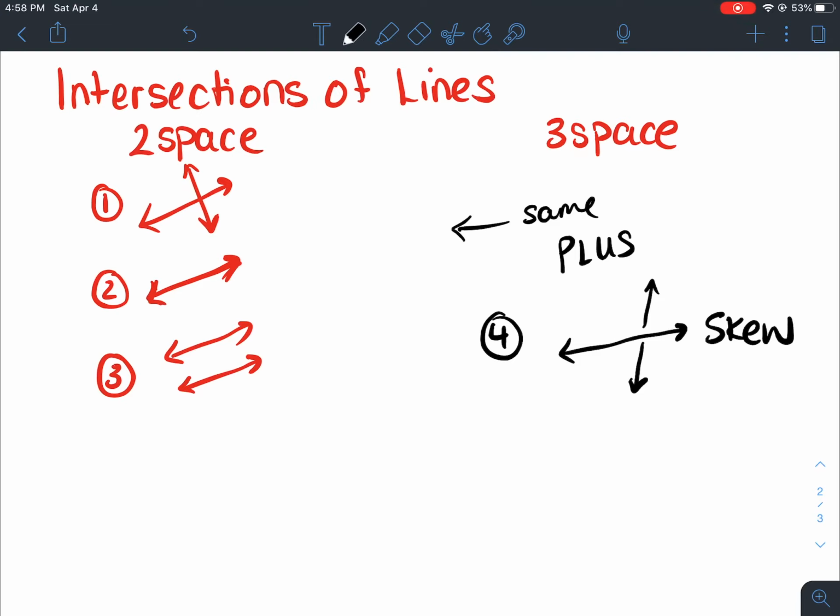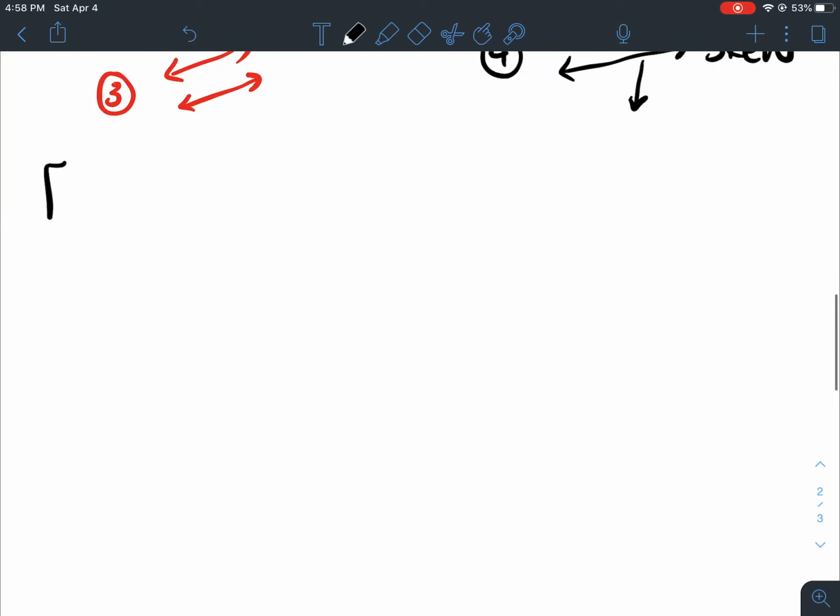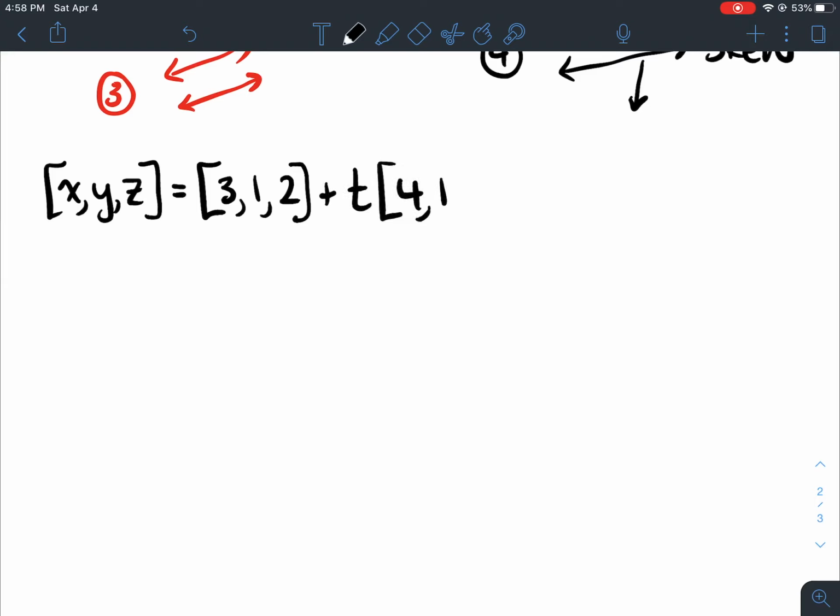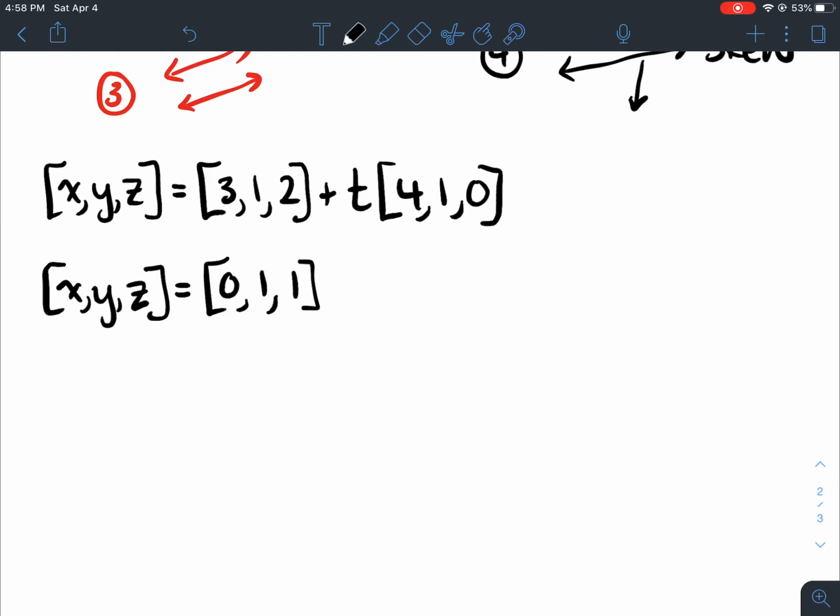Okay, so just a how-to on intersections of lines. We're basically using our grade 10 math skills of substitution or elimination in order to solve for a parameter. So if you had 2 lines, which I'm just going to make up right now, a line like (3, 1, 2) plus t(4, 1, 0), and then you had another line. I'm not going to do this whole question because I don't want to make this video like 4 hours long. So here's your other line.